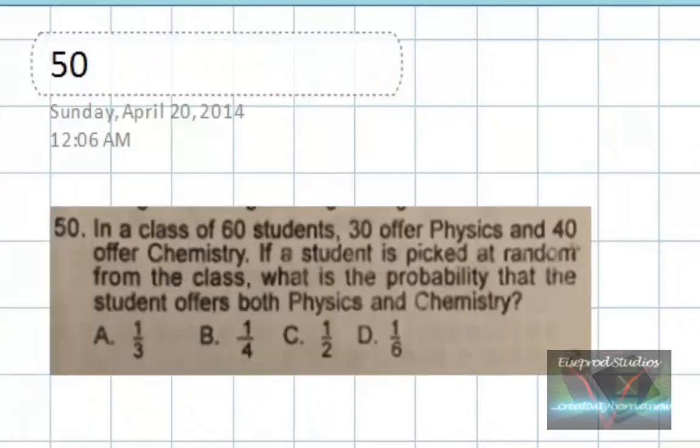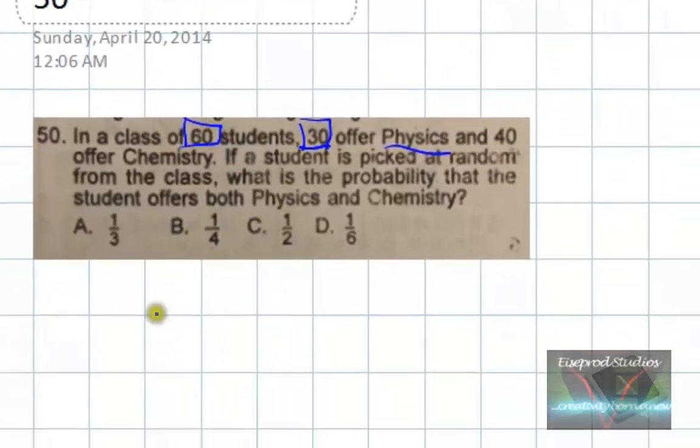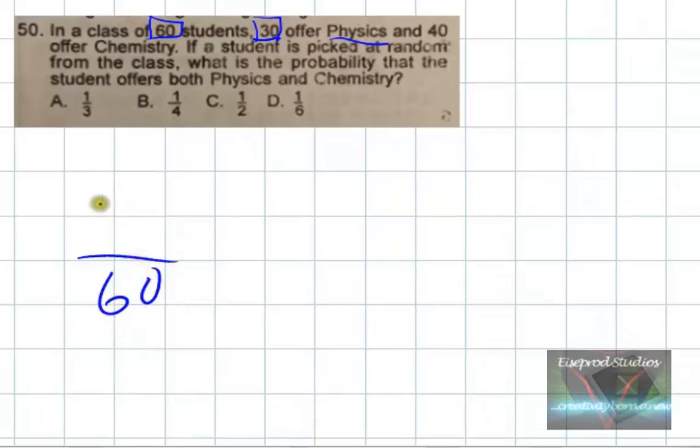Question 50 says, in a class of 60 students, 30 offer physics and 40 offer chemistry. If a student is picked at random from the class, what is the probability that the student offers both physics and chemistry? So in order to do this problem, first we need to find the probability of physics and the probability of chemistry. So for physics, it's going to be the number that you're interested in, which is physics, out of everything. So a total of 60 students will be on the bottom, and 30 will be on the top. And so this is for physics.